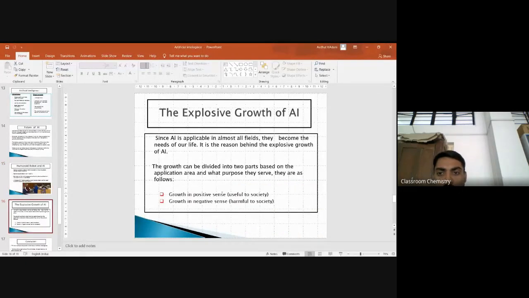The explosive growth of artificial intelligence. Since artificial intelligence is applicable in almost all fields, it became a need of our life. It is the reason behind the explosive growth of artificial intelligence. Again, here is autonomous and semi-autonomous. The growth can be divided into 2 parts based on the application area and purpose: growth in a positive sense, that is useful to society, and in a negative sense, harmful to society.